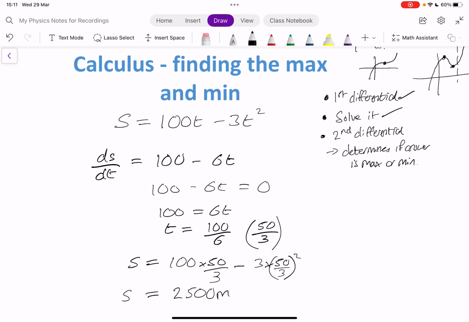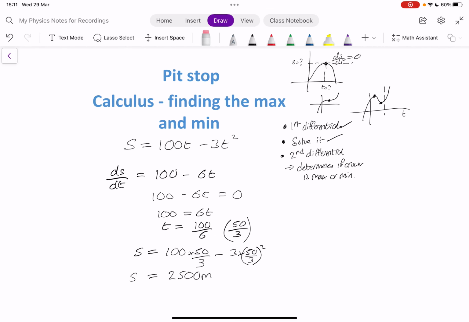Now, I could sketch out the function roughly as to what I think it's going to be, and I could determine from that sketch of the graph if this was a maximum or a minimum, or if there's likely to be multiples or inflection points, in which case I can determine from that this is going to be a maximum. But to use the full calculus method, what we do is we take the second differential.